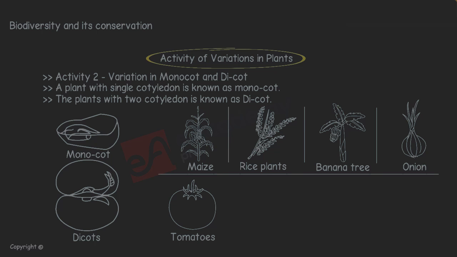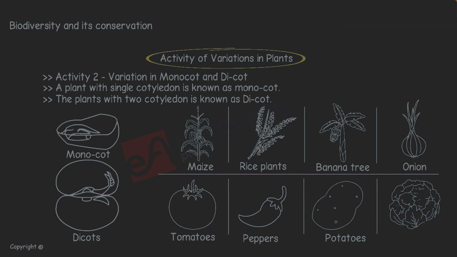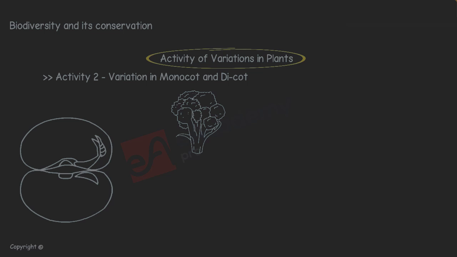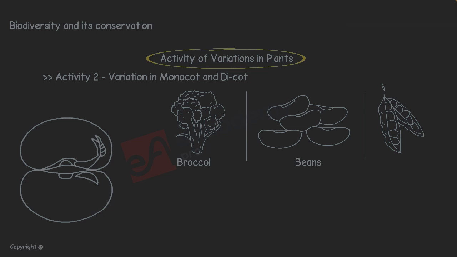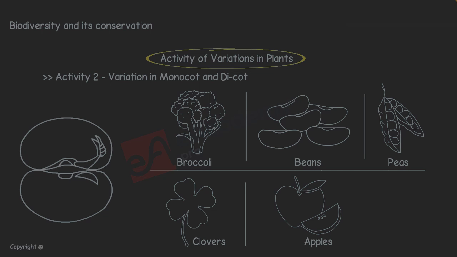Examples of dicots include tomatoes, peppers, potatoes, cauliflower, broccoli, beans, peas, clovers, apples, and pears.